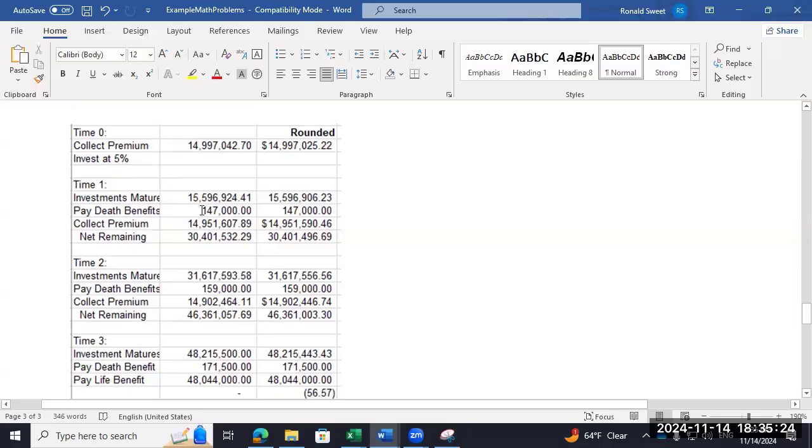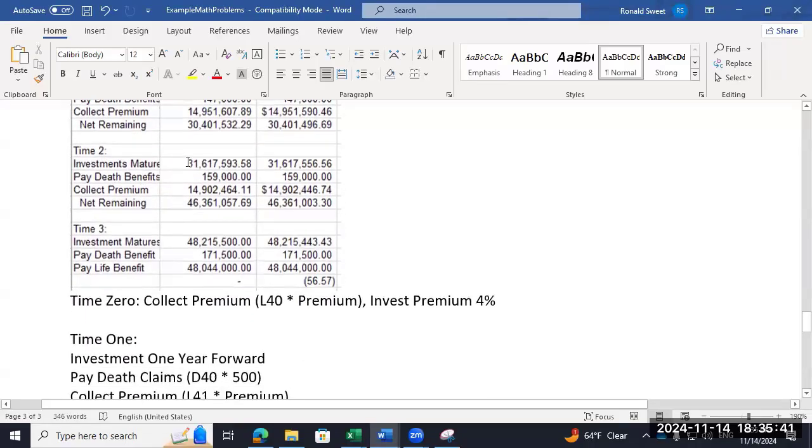You pay the death claim, D40 times $500. You collect your next premium, L41 times 154. So you take your beginning balance, subtract what you paid, add the next premium. You have an ending balance of 30 million. You bring that forward at 4%. You pay the D41 times 115 times $500.